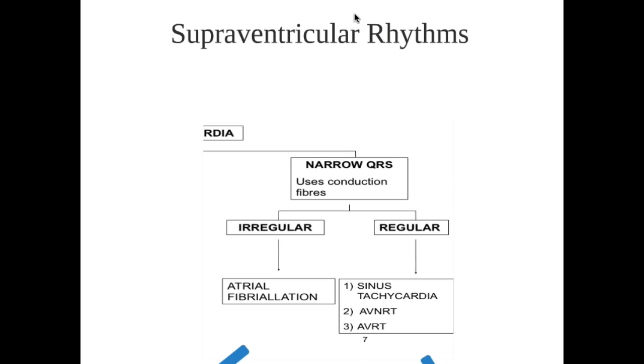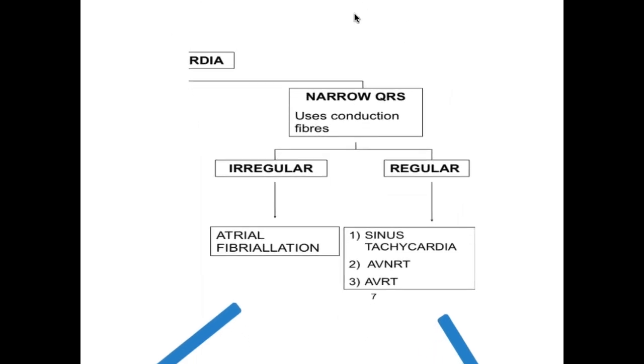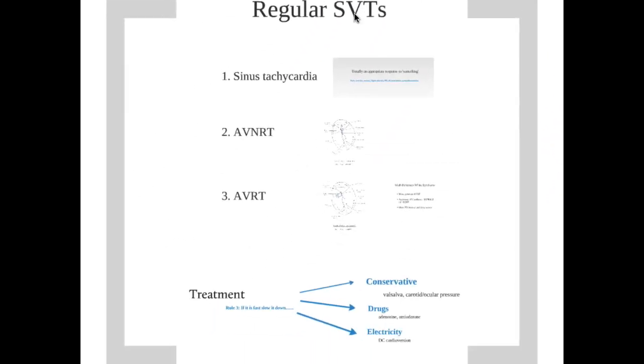A sinus tachycardia, which I should probably just say is the most common reason for a patient being tachycardic. AVNRT, which I'll explain in a minute, and AVRT. AVNRT stands for AV nodal reentrant tachycardia. AVRT is just atrioventricular reentrant tachycardia, or AV reentrant tachycardia. So let's start by talking about the regular ones. So these are the ones that are not atrial fibrillation.